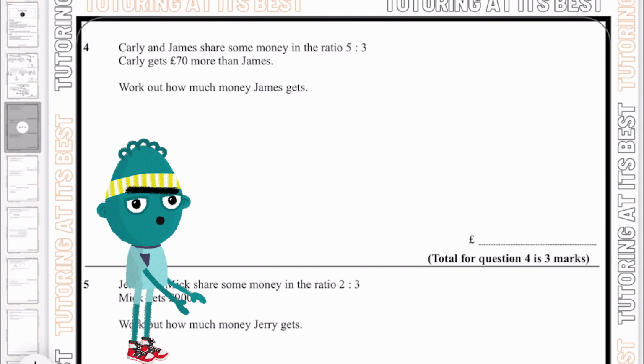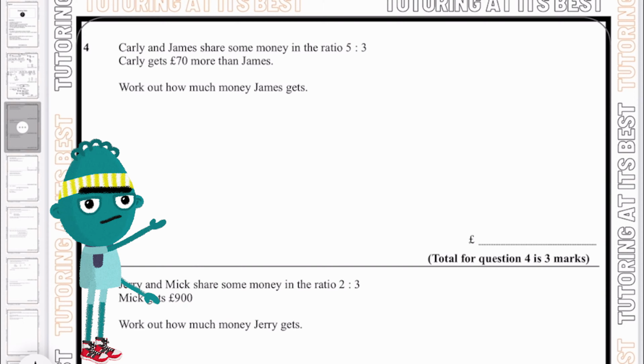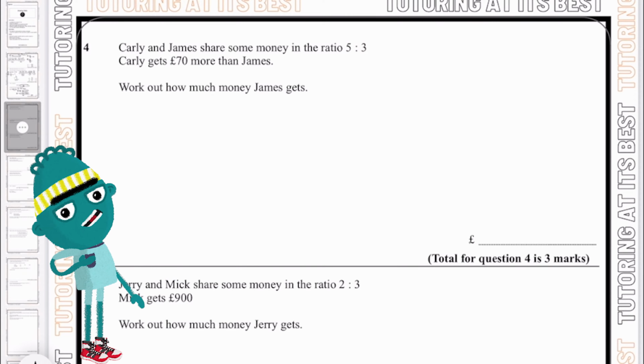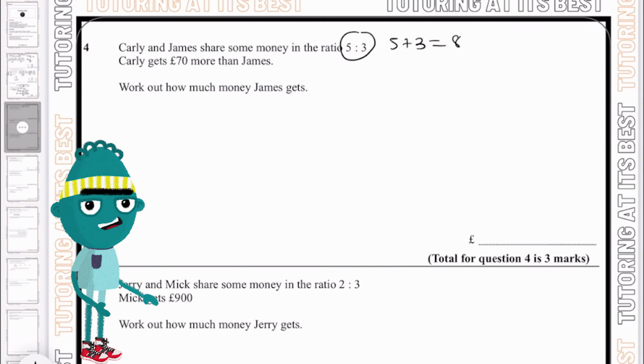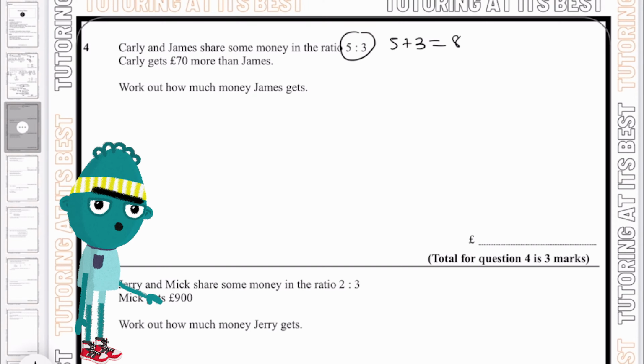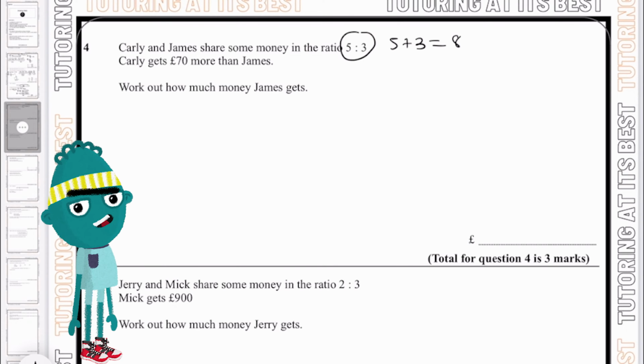Welcome back. Let's now go through the answers for question 4 and 5. So Carly and James share some money in the ratio of 5-3. So let's go ahead and add that together. So we know there's 8 parts. But it states that Carly gets £70 more than James.